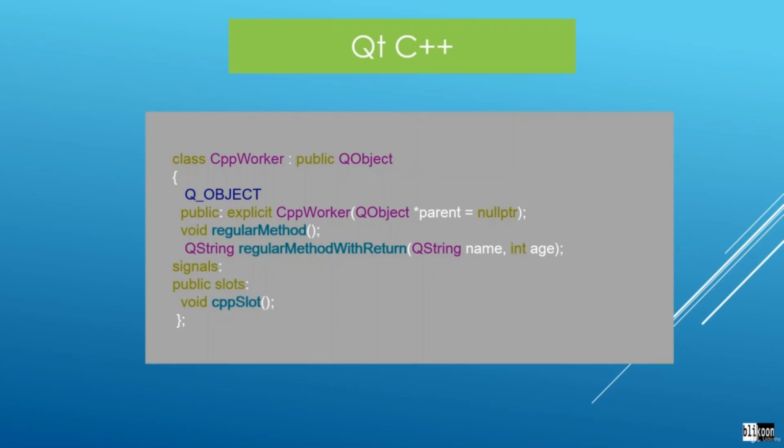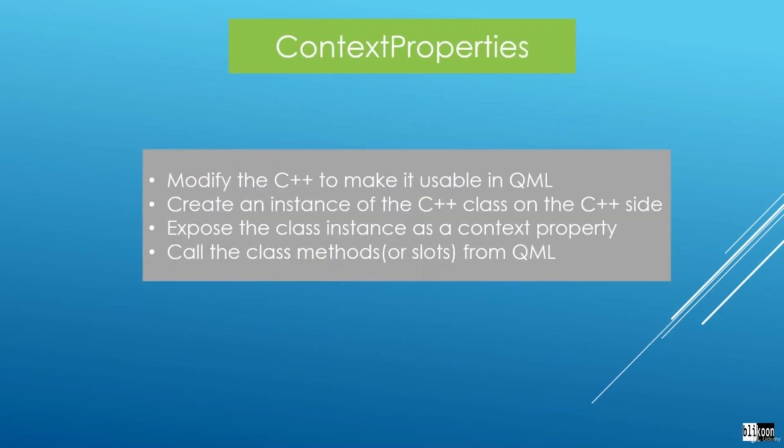For that to happen, we need a way to make these two sides aware of each other. And to do that, Qt provides different mechanisms we can use to communicate between C++ and QML. But in this lecture, we're going to use context properties. Context properties are a way to make your C++ objects available in the QML context so that they can be used from your QML files.